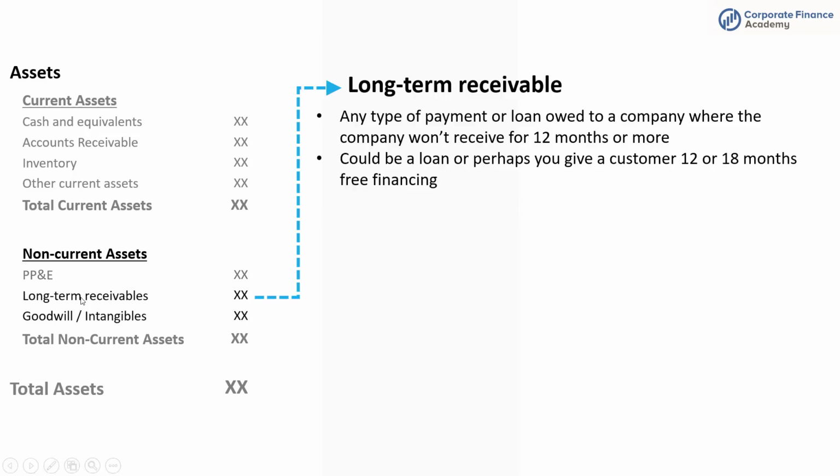Again, working down our list, we have long-term receivables. So this would be a payment or a loan owed to a company, but they're not going to get it for a year or more. This could be a loan, or perhaps you have a particular customer that places a big order or is in financial trouble, and you give them 18 months of financing. You give them 18-month terms before they have to pay you.